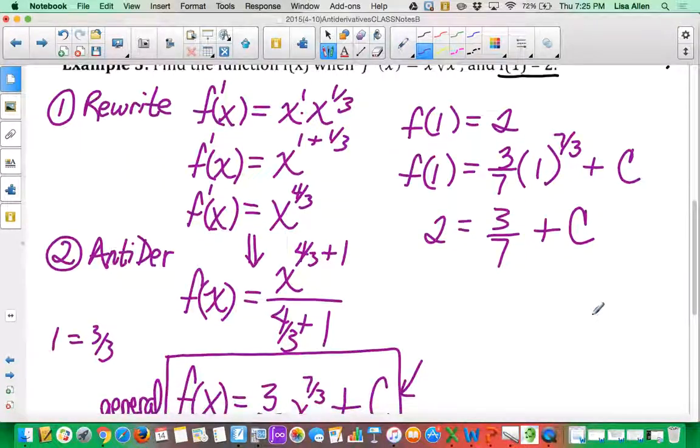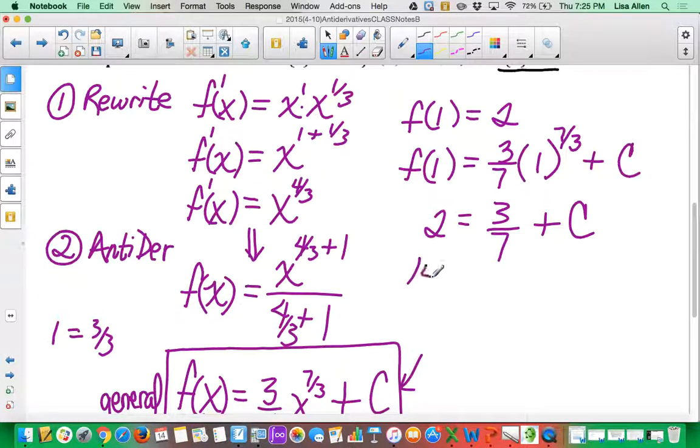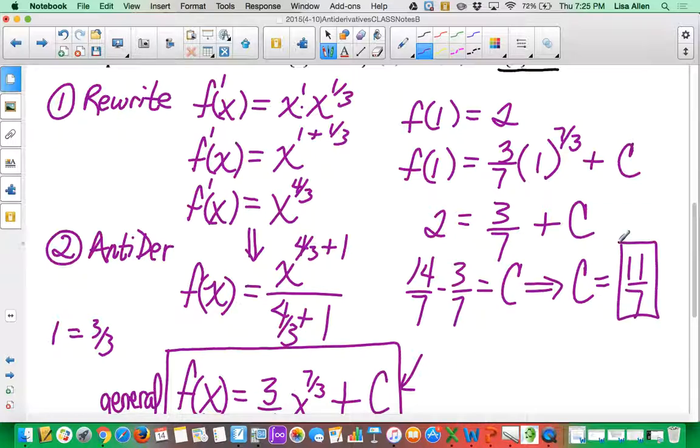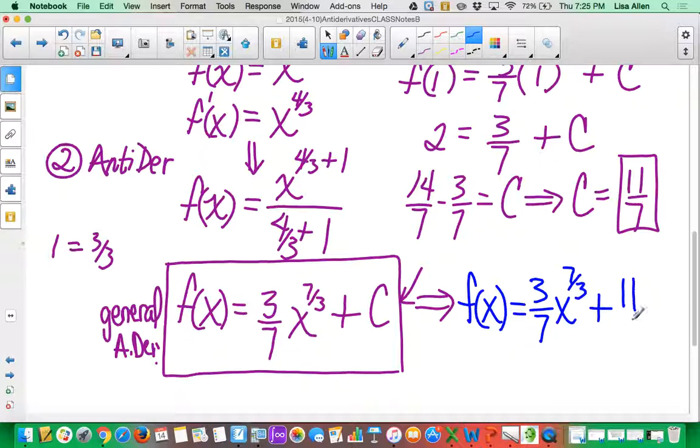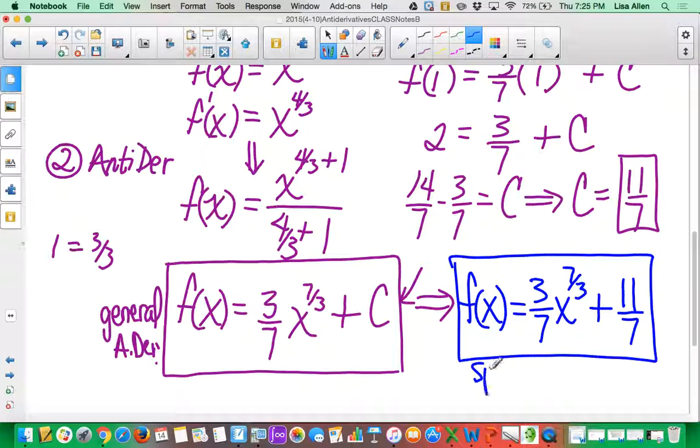2, if you recall, is 14/7, so you have 14/7 minus 3/7 would be equal to c. So you get c is equal to 11/7, which gives you the antiderivative, the specific antiderivative, f of x is equal to 3/7 x to the 7/3 plus 11/7. This is our specific antiderivative.